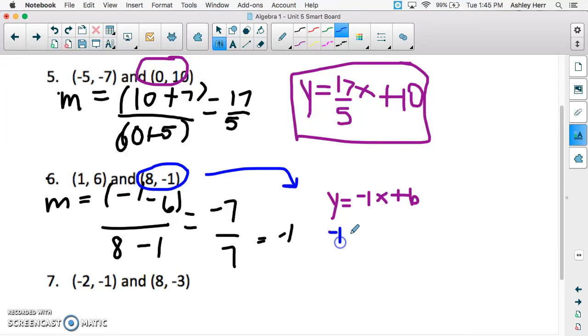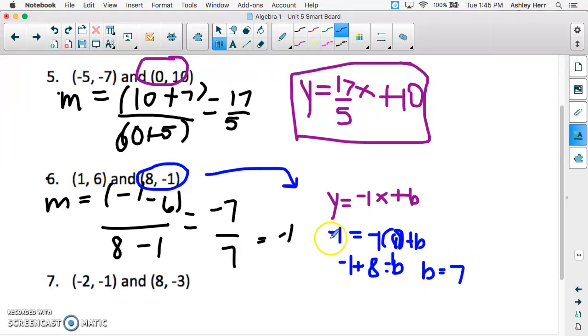Okay, so I have negative 1 is equal to negative 1 times 8 plus b. It's supposed to be parentheses, sorry guys. Okay, so when I solve this, negative 1 times 8 is negative 8, right? So to get rid of a negative 8 on this side of the equation, I add 8 to this side of the equation. So negative 1 plus 8 is equal to b. What's 8 minus 1? 7. Good. So b is going to be equal to 7.